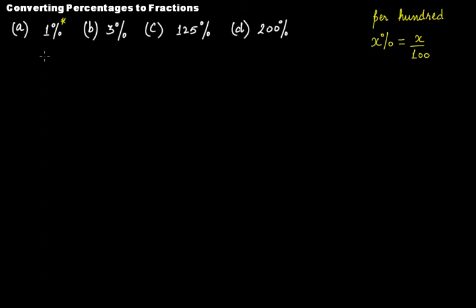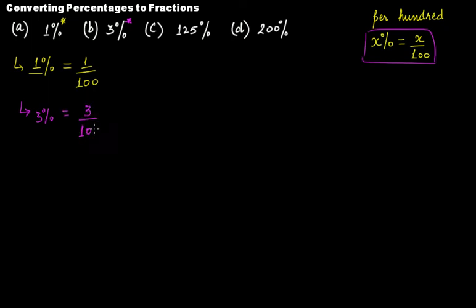So same thing you'll do here. This is 1%. So 1% means what? It means 1 over 100. This is 3%. 3% means what? Remember this one. Percent means per 100. So 3% means what? 3 over 100.